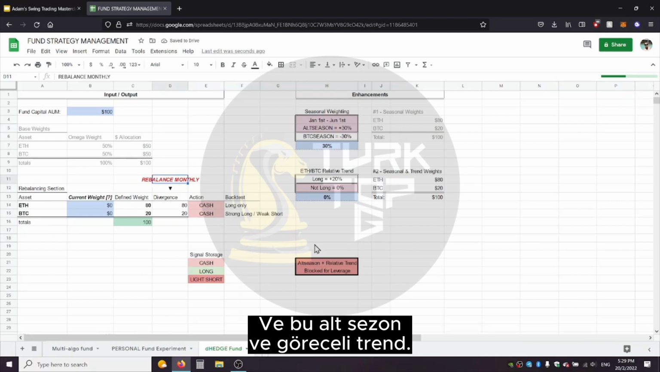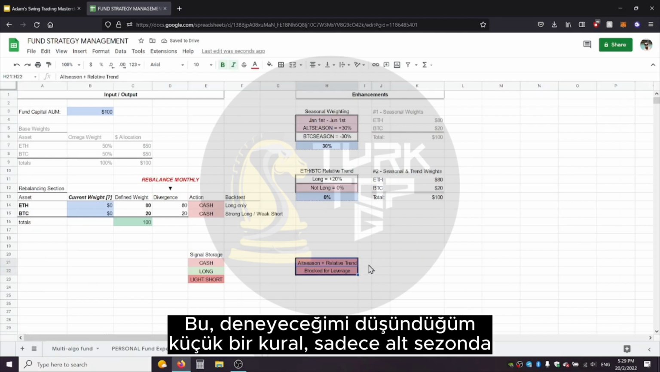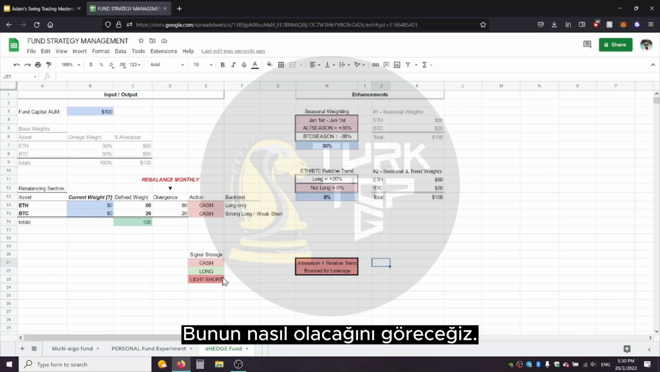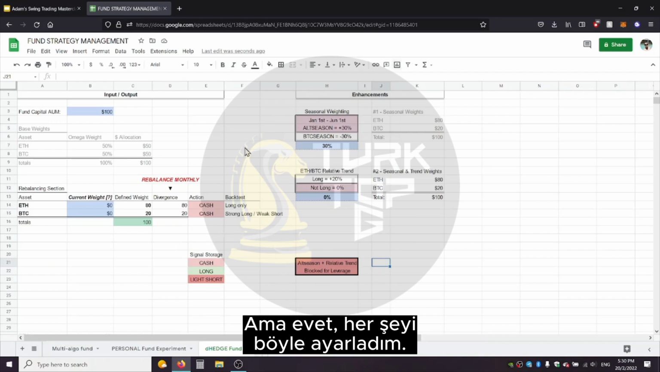And that is there. Alt season and relative trend, that's a little rule that I think I'll be experimenting with, which is like I'm only allowed to take leverage during alt season and a strong relative trend. We'll see how that goes. I'll run it into the future and see how that goes. But yeah, this is kind of how I've set everything out.